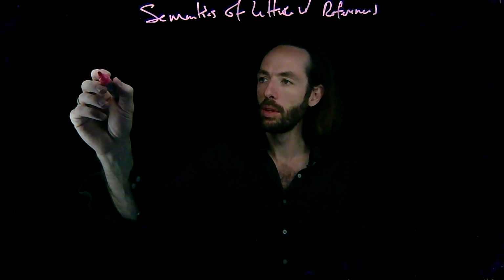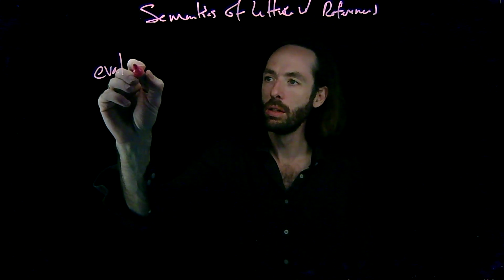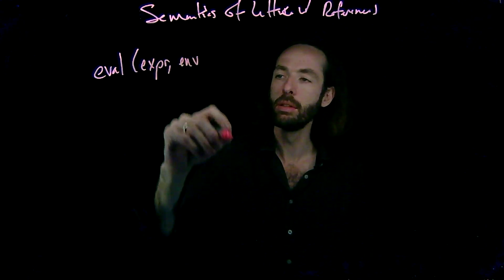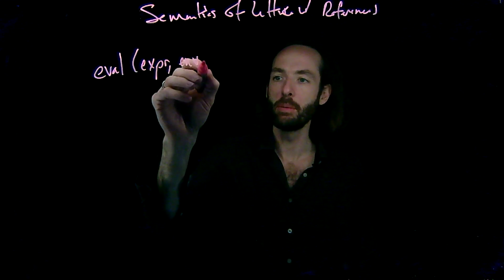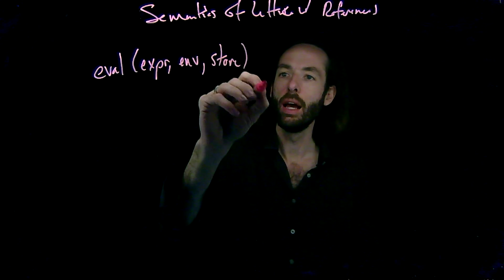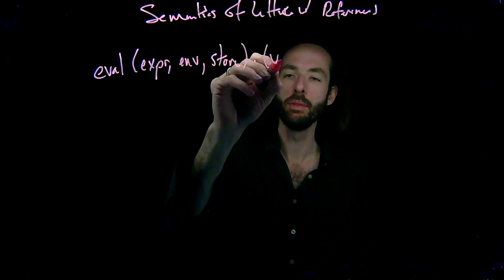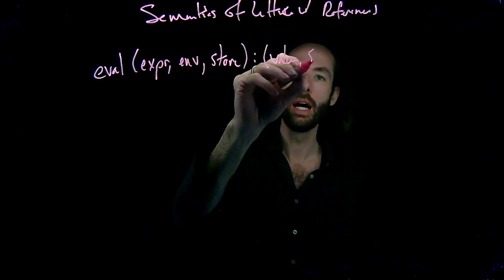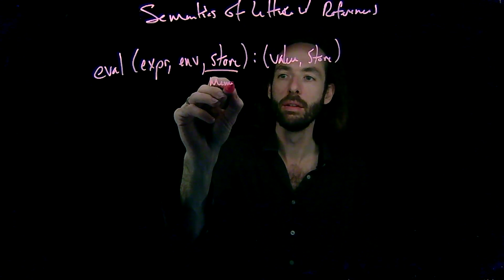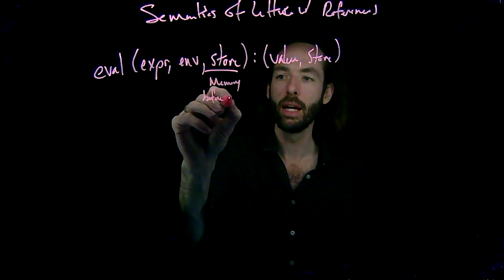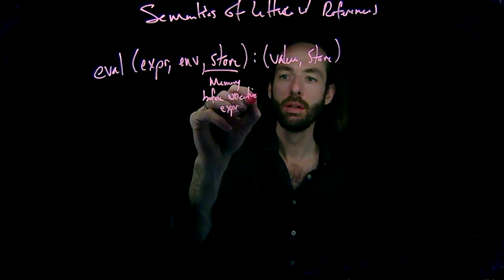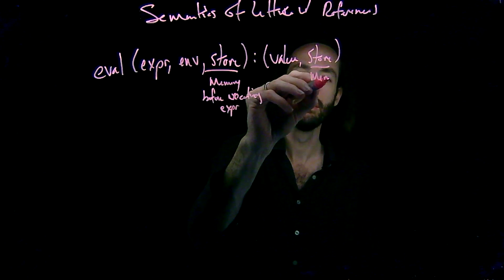So the main thing is going to be eval, right? Before I took in an expression and an environment. And now there's one extra thing that we have to keep track of, which is the memory, which we're going to call a store. And what should it return? Well, it should return some value and another store. So the idea is this is the memory before executing the expression. And this is the memory after.